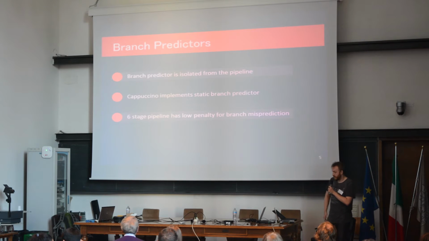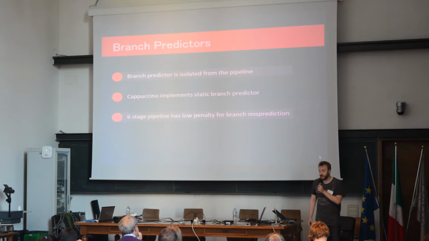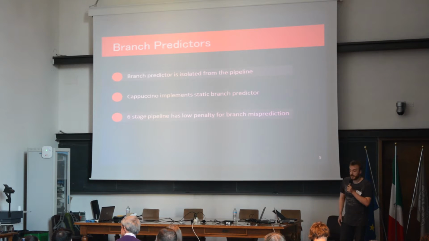Let's talk about branch predictors. While we were diving into mor1kx, we discovered that the branch predictor is a rather isolated thing, and mor1kx Cappuccino has a static one. We'll talk about it later. So branch predictors are a good point to start our performance improvement. And I have to mention that the 6-stage pipeline has a rather small penalty for branch misprediction.